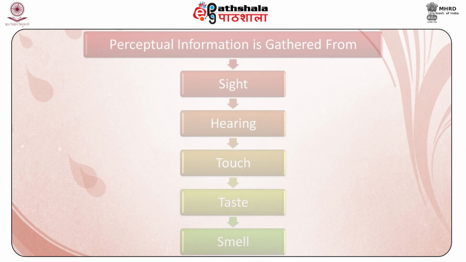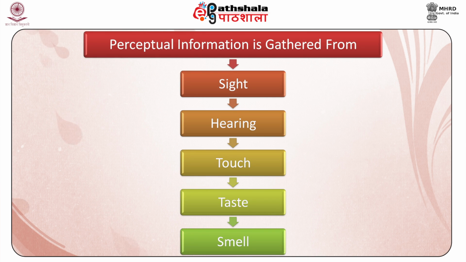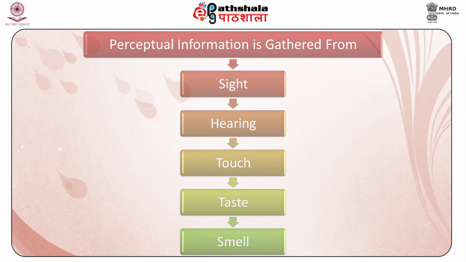Perception is a process through which people receive, select, organize and interpret information from their environment. Through perception, people process information, then input it into decisions and actions. Perceptual information is gathered from sight, hearing, touch, taste and smell.